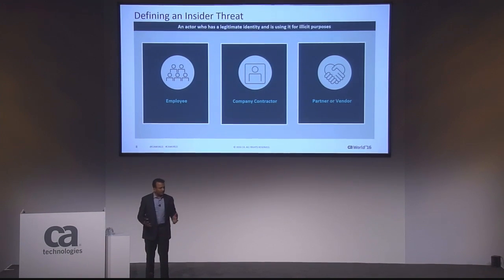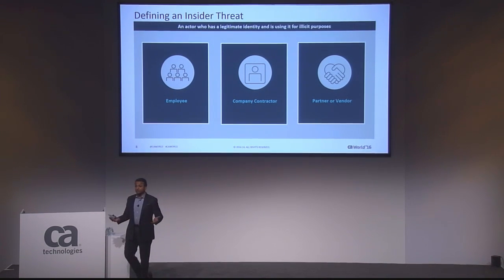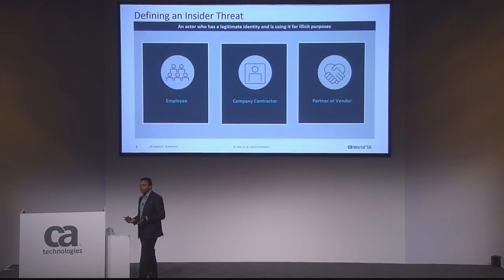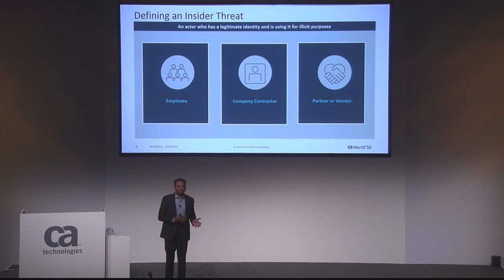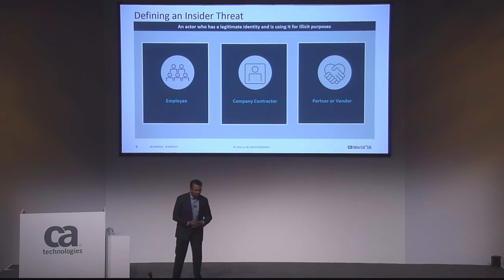So in terms of a definition, an actor who has a legitimate identity and is using it for illegitimate or illicit purposes. So that can fall under three categories. An employee, somebody who is operating as a contractor within the organization, and then the third profile is a partner or vendor who has connectivity to data and information that is within your applications, within your network. So that's how we define an insider. Just a quick show of hands, people who are in agreement with this as an insider. Quick. Most of us are on the same page. Okay, good. So that's really how we are looking at it.